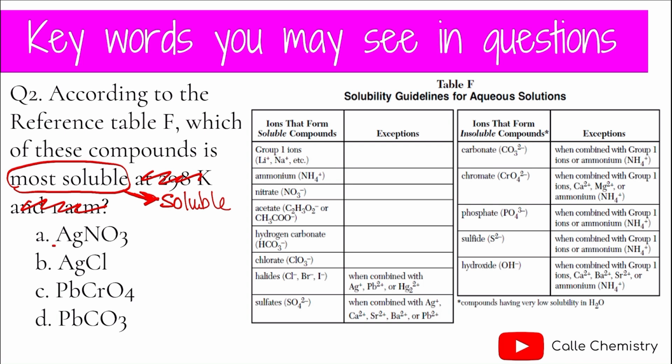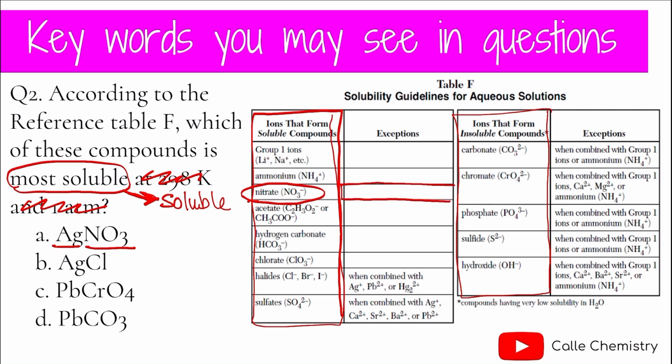So I'm going to go to the first one, AgNO3. Once again, I'm looking at these and seeing where I can find either Ag or NO3. Okay, let's see. Ag, I do not see in these boxes. Okay, so I'm going to go to NO3. NO3, I see it right here. This is nitrate. Now, nitrate is an ion that forms soluble compounds. Does it have any exceptions? No. So this means always soluble. Nitrate will always be soluble because it doesn't have any exceptions. So this one is soluble.